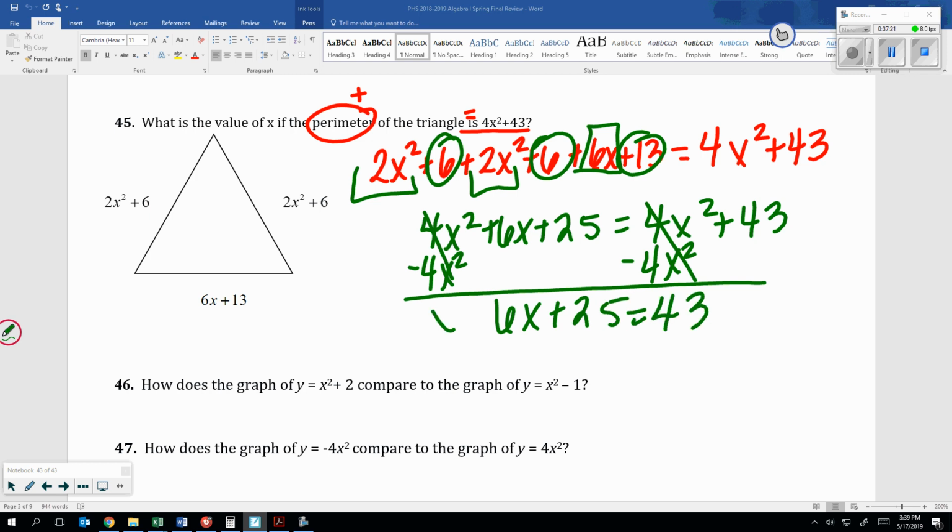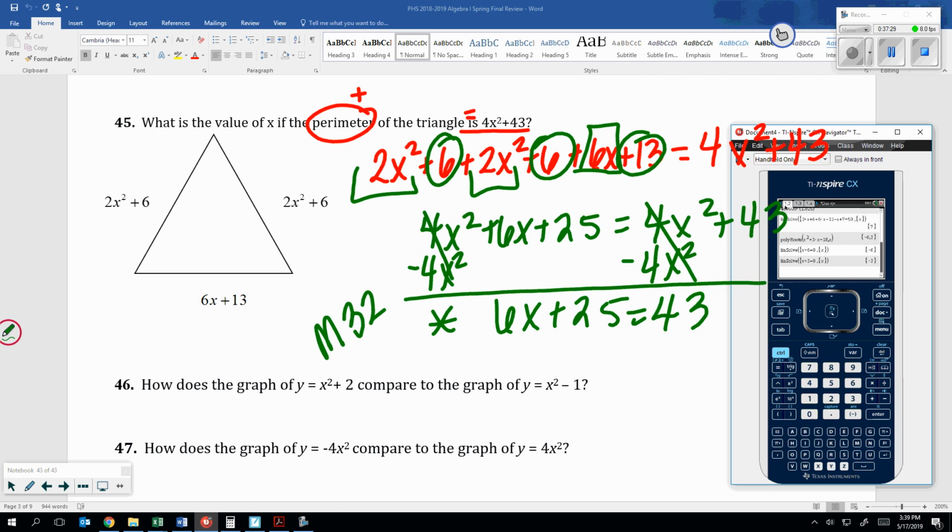Now, with this, I can put this into menu 32 and solve for x. So in my calculator, I can go menu 32, change that to a 1 because I only have one equation, and I can type in 6x plus 25 equals 43. And it tells me that x is equal to 3.